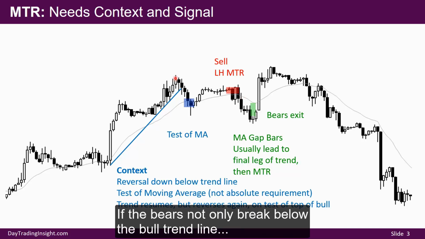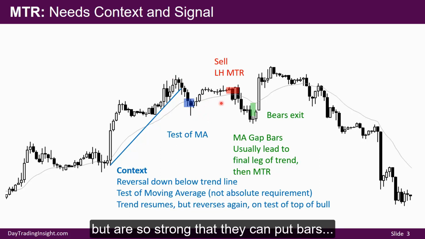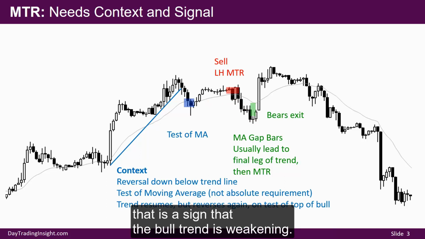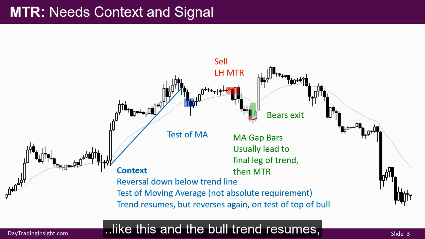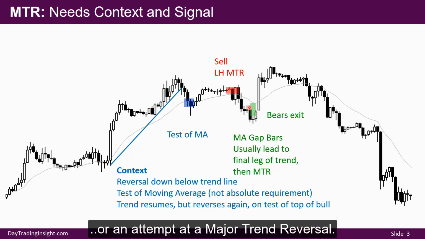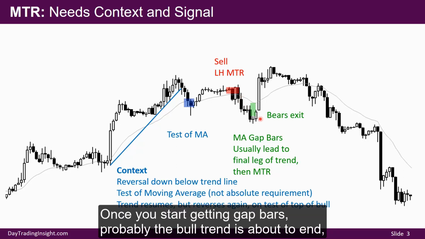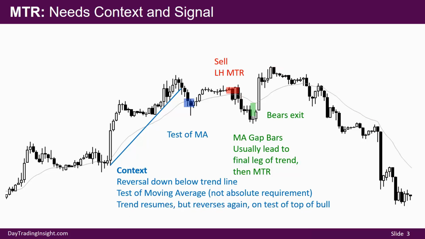If the bears not only break below the bull trend line and below the moving average, but are so strong that they can put bars completely below the moving average, that is a sign that the bull trend is weakening. And usually, if you get gap bars in a bull trend like this, and the bull trend resumes, that resumption usually leads to a major trend reversal or an attempt at a major trend reversal. Once you start getting gap bars, probably the bull trend is about to end or at least transition into a trading range. Here, it turned into a bear trend.